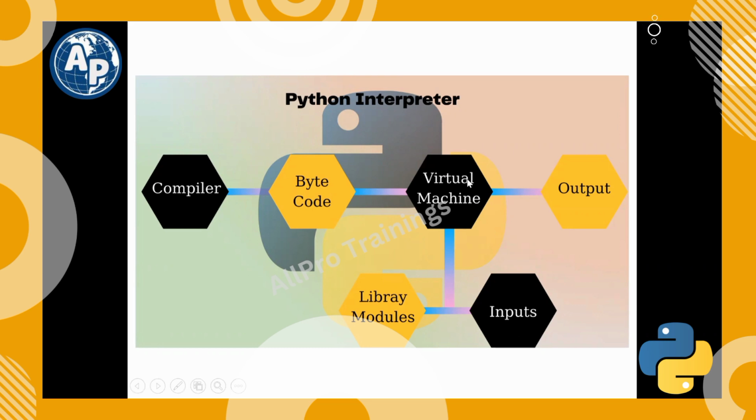And there will be one virtual machine inside the interpreter. What is the work of this virtual machine? It will load the bytecode with the library modules and also the inputs that we are giving, and those will be combined together, and it will process them and deliver the output. So this is the basic work of the interpreter.